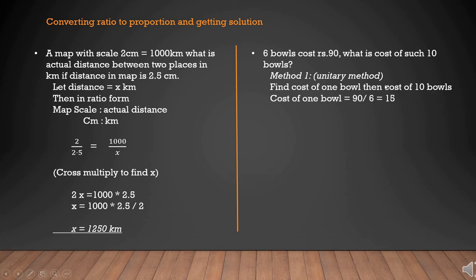तो 15 ये है कॉस्ट ऑफ 1 बाउल. अगर 1 बाउल का कॉस्ट मिला है, we can find out the cost of 10 bowls very easily. You just need to multiply 15 into 10, that is 150. Now the second method is again the proportion method.